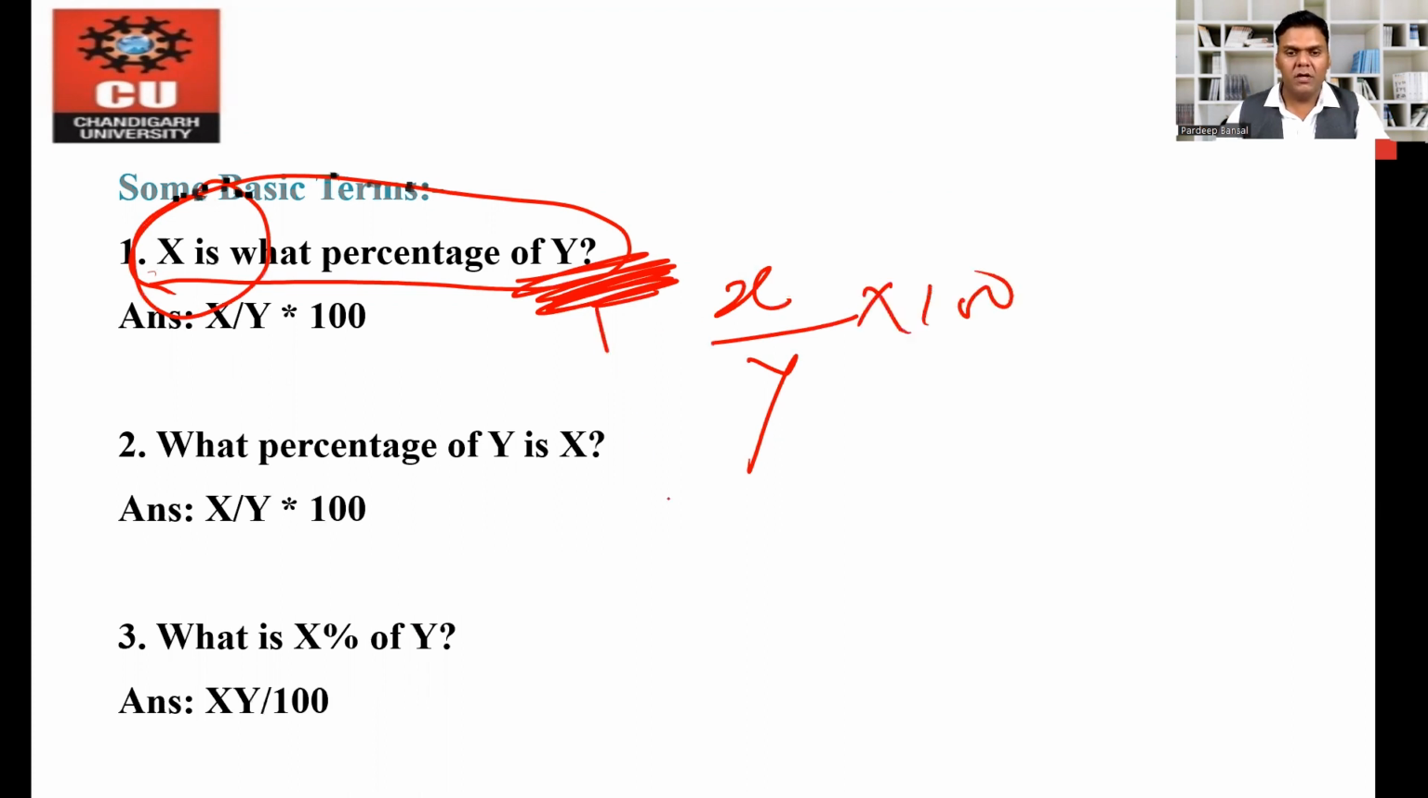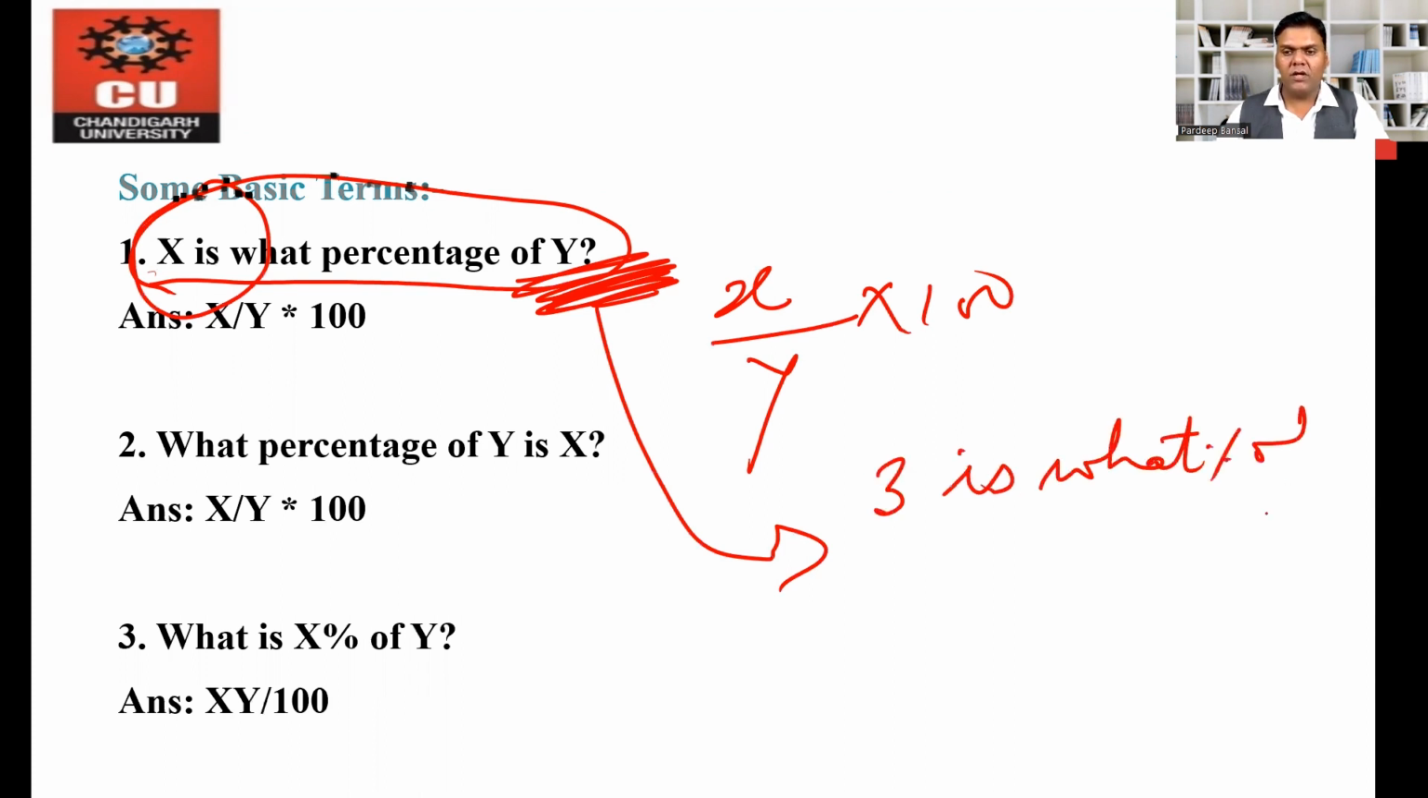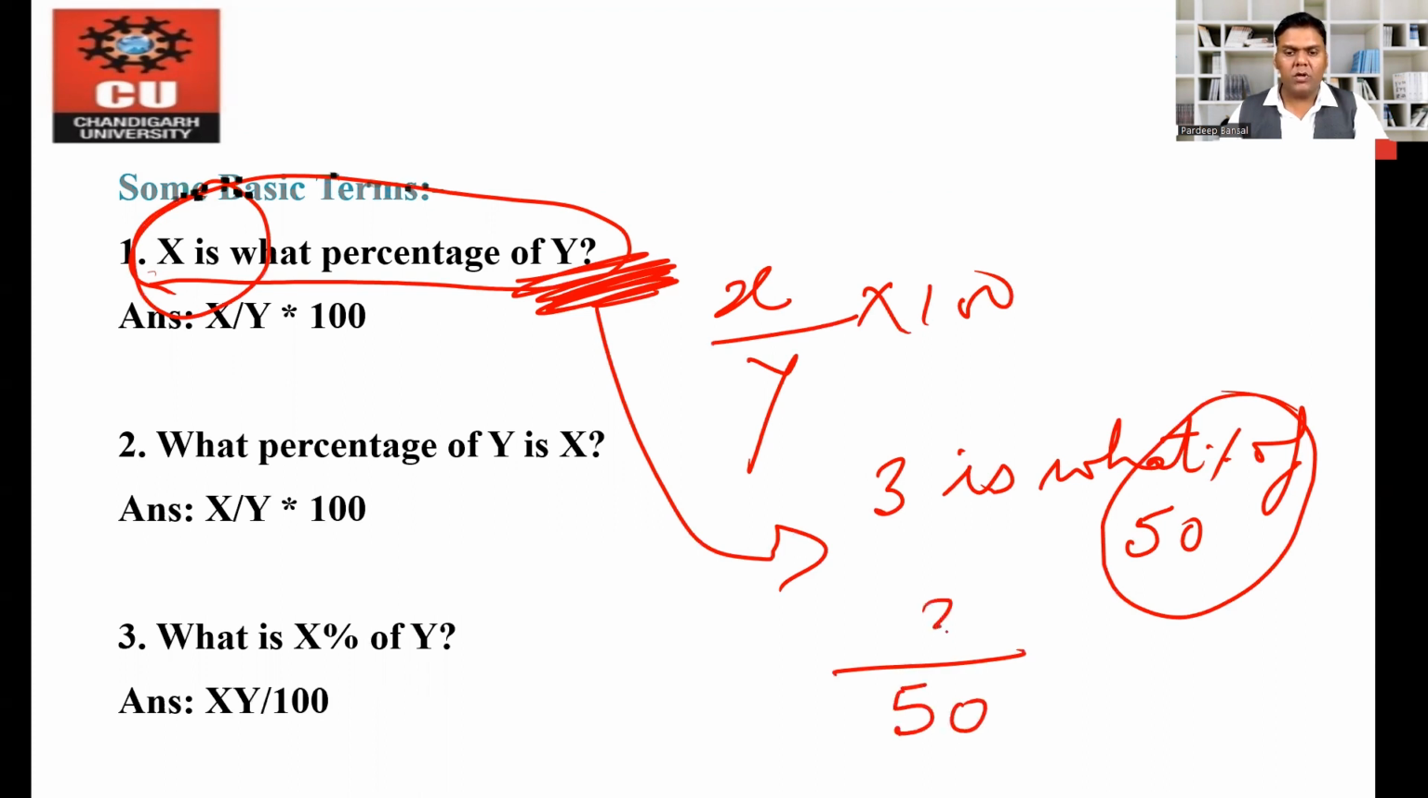So I'll take an example to clarify this point. So if I say 3 is what percent of 50? Now, as I said, of 50. So my reference here is 50 exactly. So 50 is my reference. 3 is what percent of 50? So I'll say 3 by 50 into 100 because I need to convert this into percentage. So I'll multiply this by 100. So which is nothing but 6%, right?